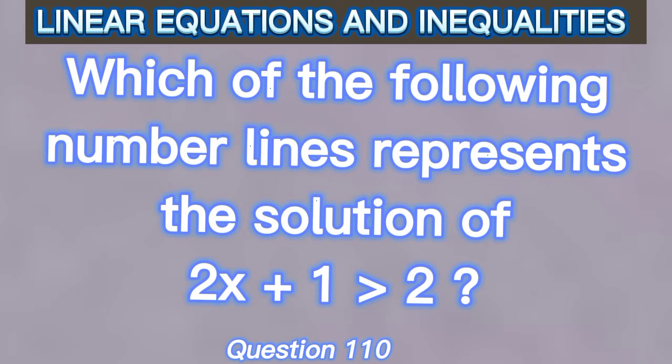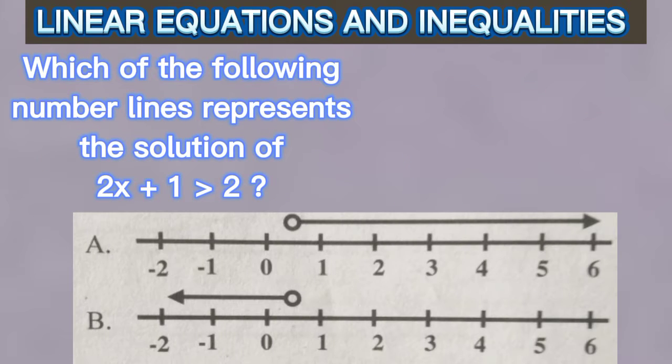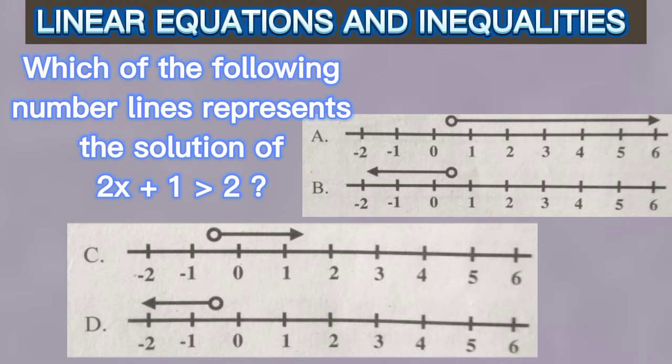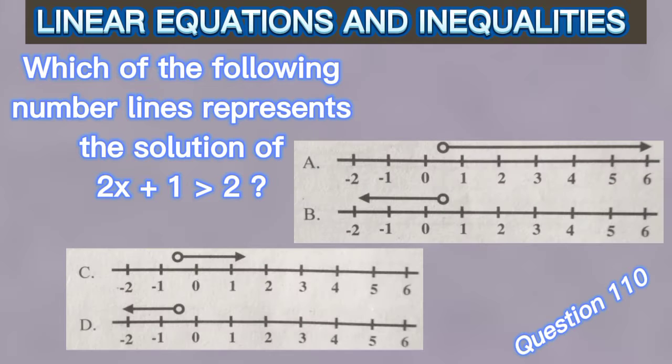Which of the following number lines represents the solution of 2x + 1 > 2? Is it number line A, B, C, or D? Which of them do you think is correct?